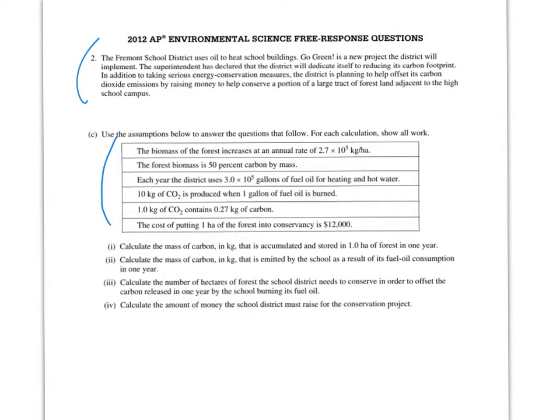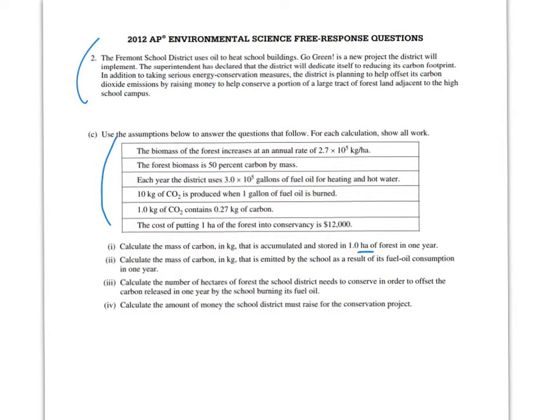All right, so letter C, I. Calculate the mass of carbon in kilograms that is accumulated and stored in 1 hectare of forest in 1 year. Sometimes students get thrown off by what HA is, and that's a hectare, and it's just a unit of land in the metric system. So you might be used to acres. An acre is a unit of land, but in the metric system we use hectares, and they are similar.